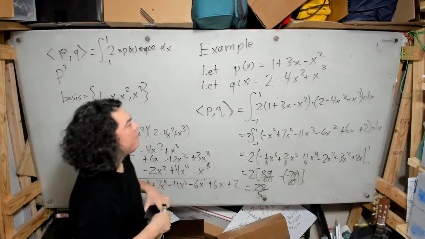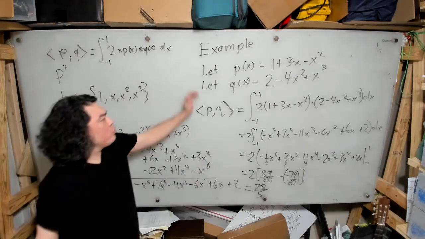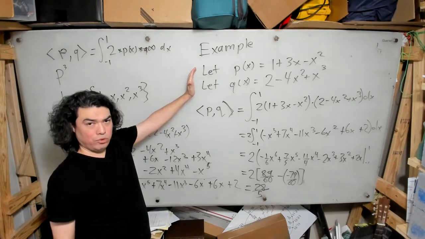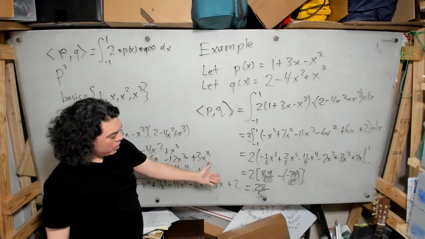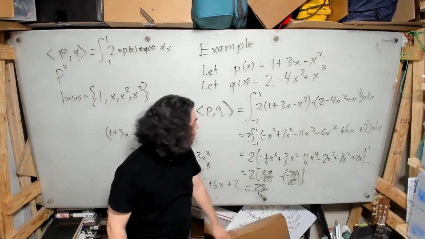So look at this. I've taken 2 polynomials in the space of polynomials of degree at most 3, and I have taken their inner product using our formula, and I have gotten their scalar product to be 28 over 5. Okay?